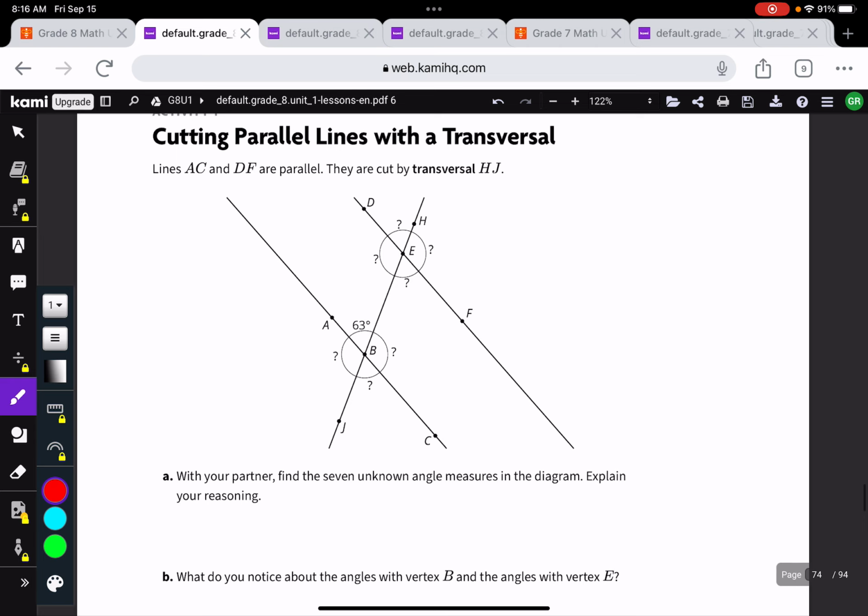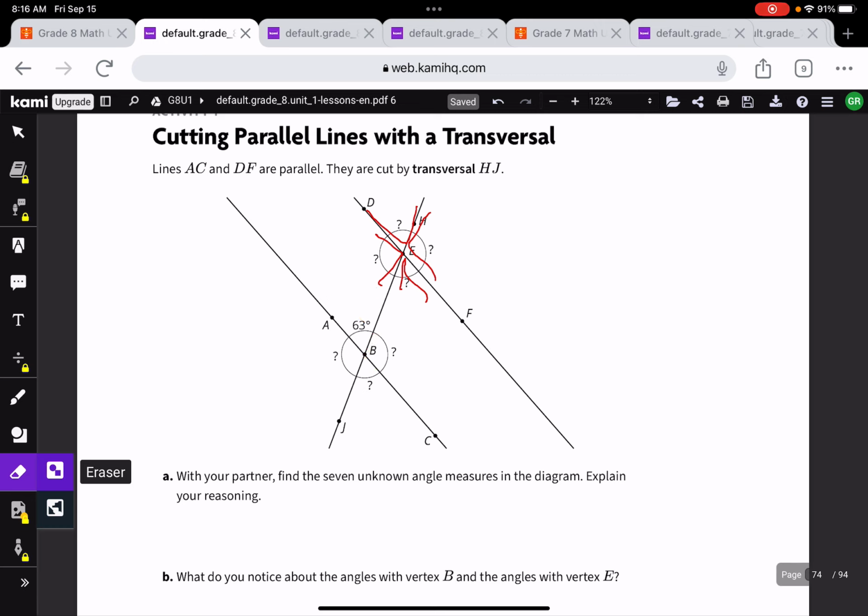So, since I know this 63-degree angle, I can actually find every single other angle in this. I can find this angle, this angle, this angle. Well, I already know that angle. I can find this angle, that angle, that angle, that angle. Just by knowing that 163-degree angle.